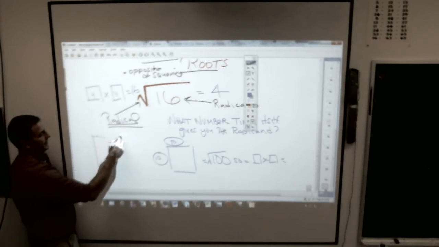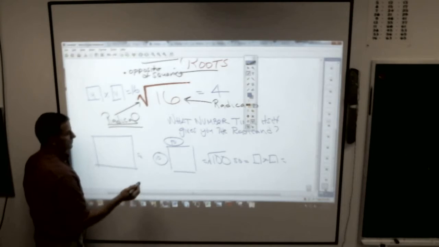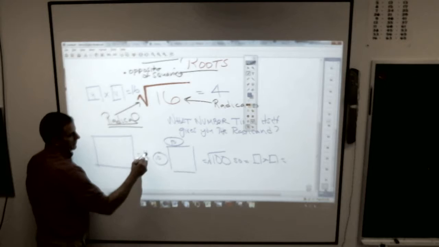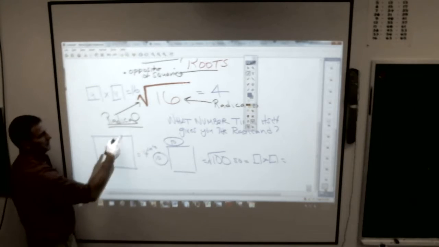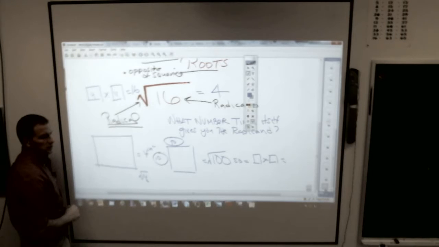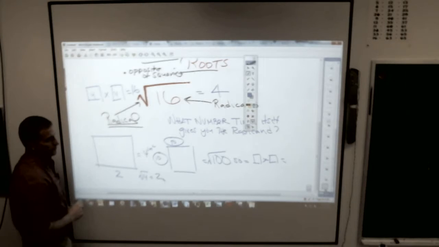If a square had an area of, I don't know, 4 inches squared, what would each side be? Well, that would be the square root of 4, which is, what is the square root of 4? What number times itself gives you 4, Zachary? 2. Yeah, each side would have to be 2.